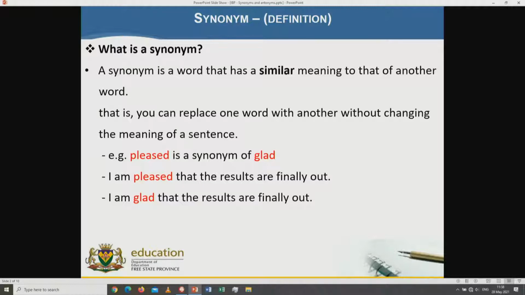Now, let's go back to the definition of a synonym: a word that has a similar meaning to that of another word. Keep that in mind as we go on. I know some of you are quite familiar with synonyms, but we are going through this together to remind one another and also to support those who are struggling with synonyms, in terms of what part of speech this is. What is a synonym?